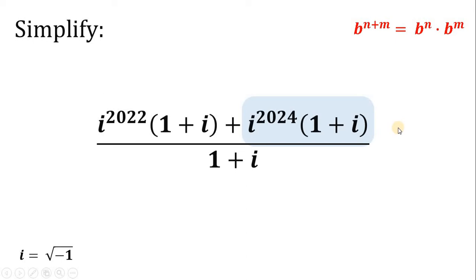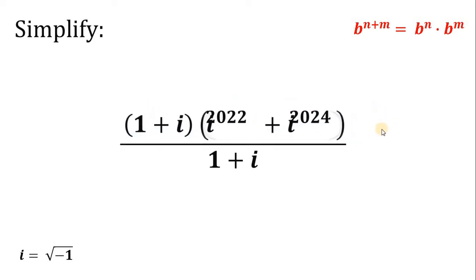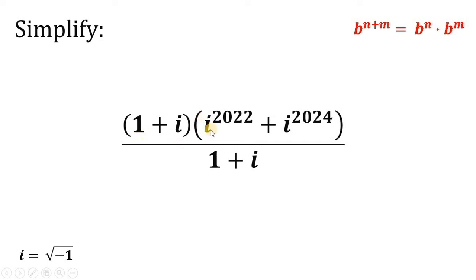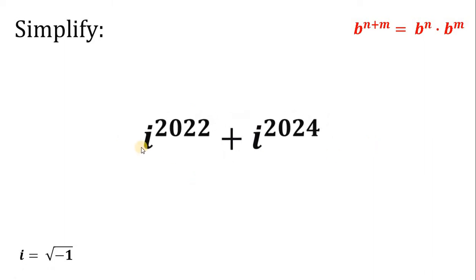Now, notice that we have a common factor again, which is i plus 1. So we can factor out i plus 1. This will give us i plus 1 multiplied by i raised to 2022 plus i raised to 2024, all over 1 plus i. And now, we can cancel out 1 plus i on the numerator and 1 plus i on the denominator. So this will give us i raised to 2022 plus i raised to 2024.